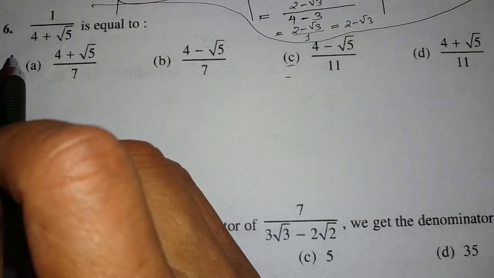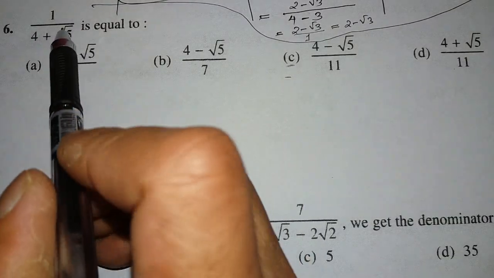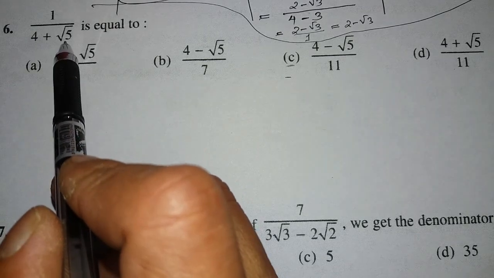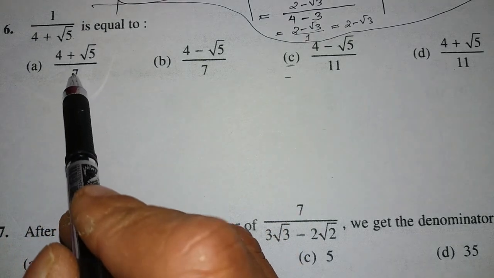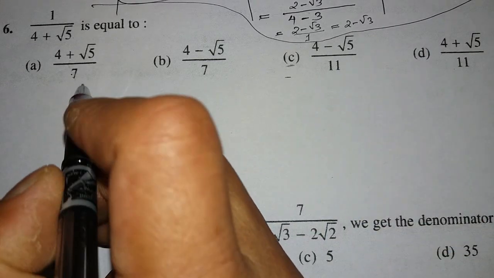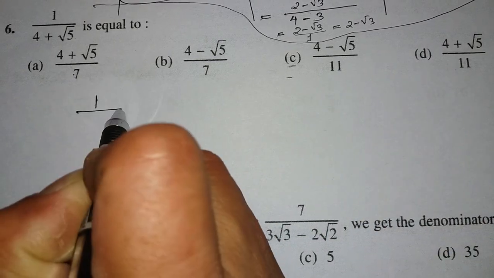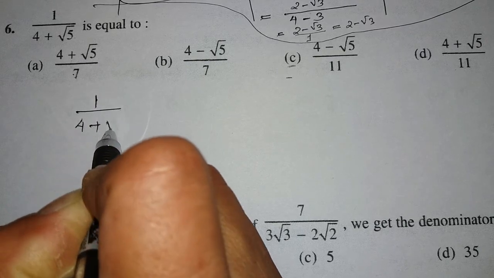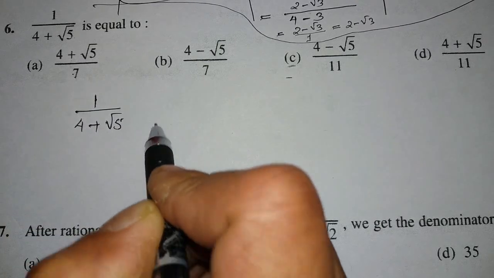Okay, next question, question number 6. 1 by 4 plus root 5 is equal to, okay, these are the given options. What you have to do here is you just need to rationalize the denominator.